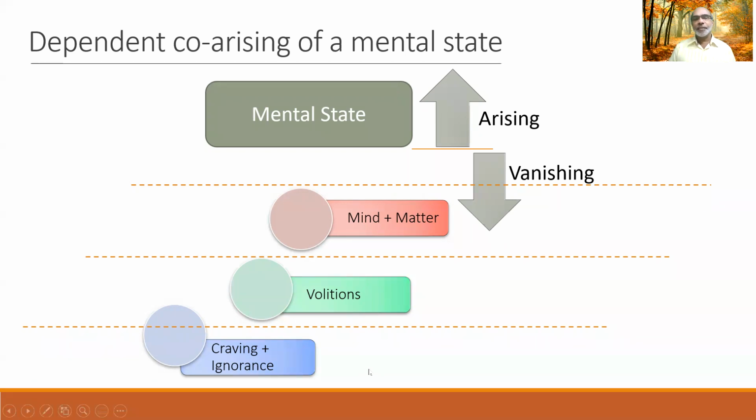Okay, with this awareness, when the anger arises, if you are aware of these causes, you are knowledgeable that this anger arising is due to such and such factors, that needs practice. That is what we do in the contemplation. So that's how it arises. Remember the three levels: craving and ignorance at one level, volitions at the second level, mind and matter at the third level, generating the mental state.